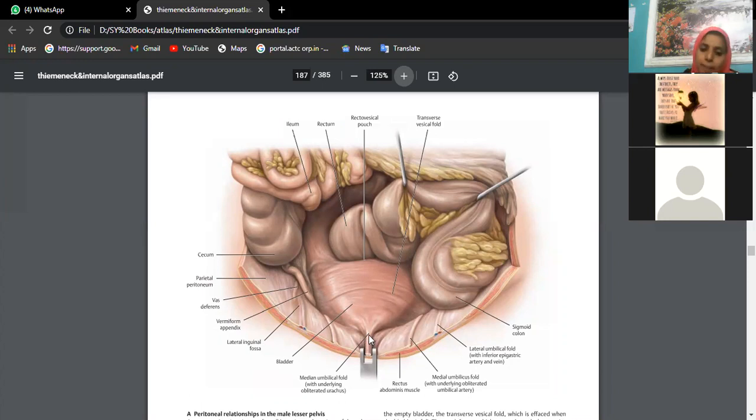Adjacent to this median umbilical fold, we have the medial umbilical fold, on either side, this is one and this is one. The medial umbilical fold actually represents the obliterated umbilical artery, and these are the lateral umbilical folds, where we have the inferior epigastric artery and vein.